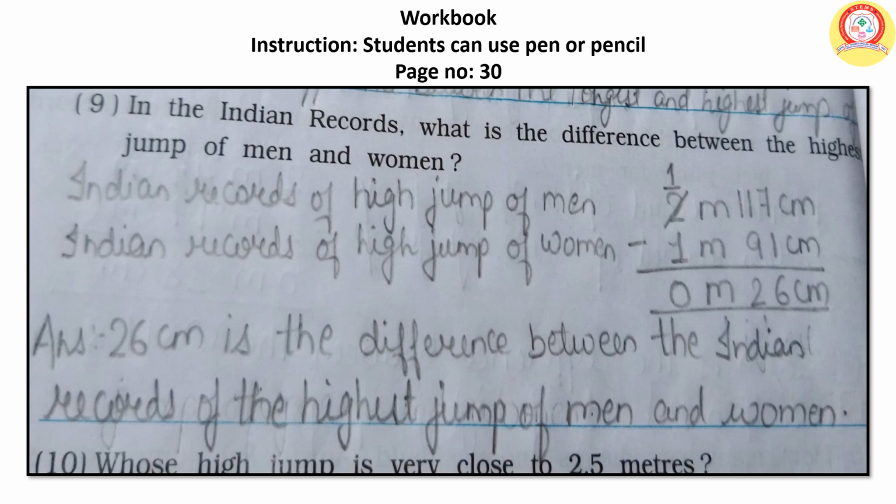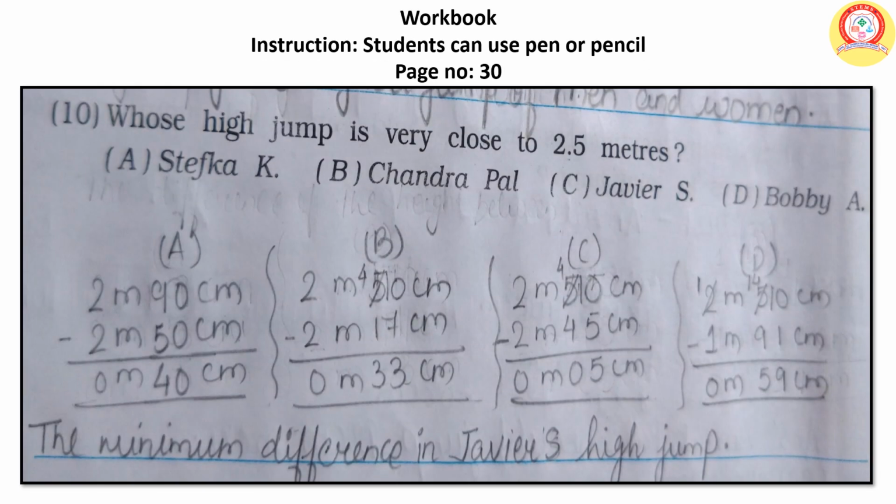Okay, children. Question number 10. Whose high jump is very close to 2.5 meters? A. Stefka K. B. Chandrapal. C. Zaveri S. D. Bobby A. So children, first we will find the difference between the high jump of these people and 2.5 meter. So let's start with A, Stefka K. Stefka K is 2 meter 90 centimeter minus 2 meter 50 centimeter, and we will get children 40 centimeter.